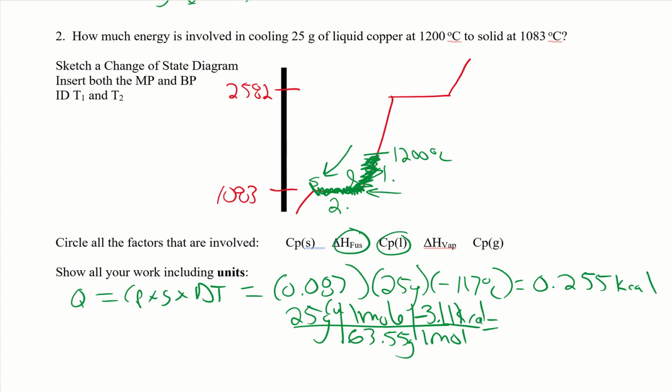It's cooling. And this one should be a negative as well, because anytime we're cooling, they're both going to be positive or both going to be negative. They're going to be negative if they're cooling, both positive if they're heating. That gives us 1.22 kcals. Add them together to give you your 1.5 kcals for your final answer.